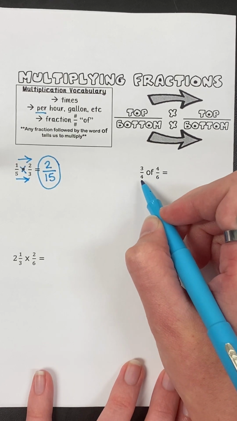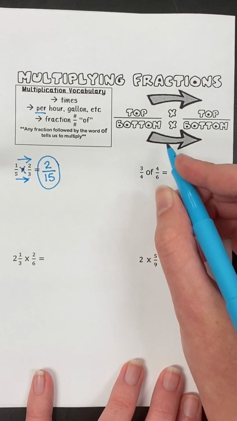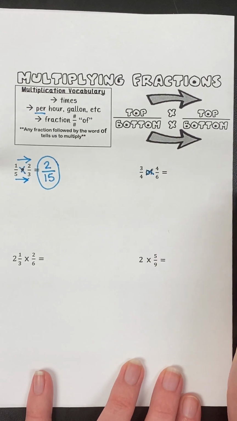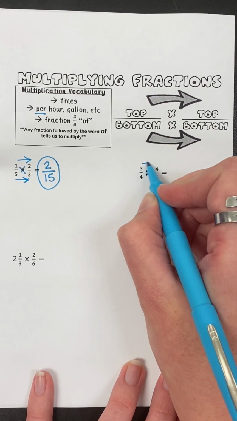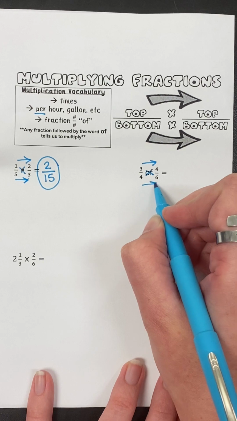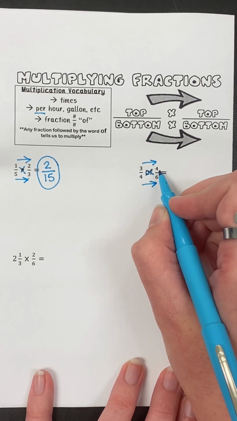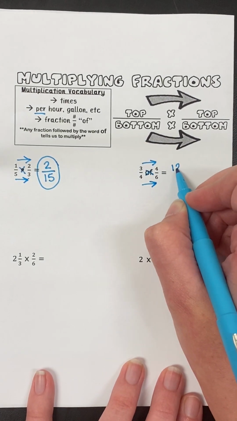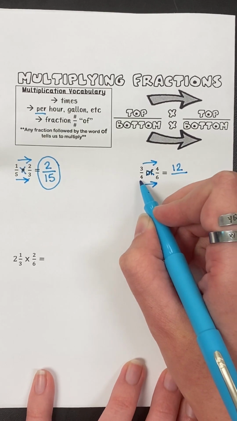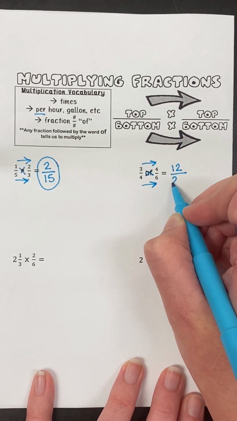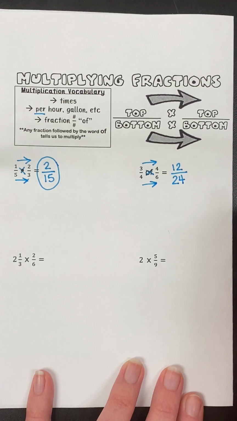This next one is 3/4 of 4/6. So we have a fraction followed by the word of. That means to multiply. And again, we do top times top, bottom times bottom. So we do 3 times 4, that's going to give me my new numerator of 12. And 4 times 6 is 24, that's my new denominator.